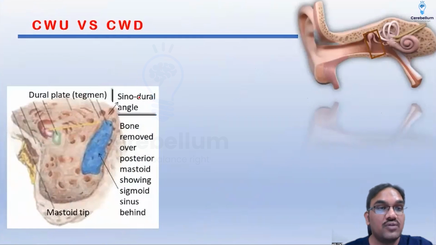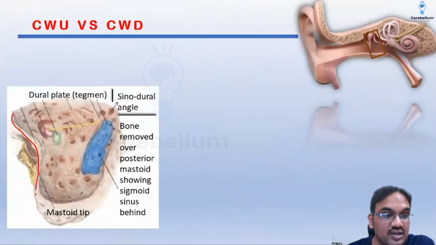Yeah, canal wall down, canal wall up. And after doing a mastoid cavity, see the anterior wall of the mastoid cavity, inferiorly mastoid tip, posteriorly sigmoid sinus plate, and superiorly dural plate.